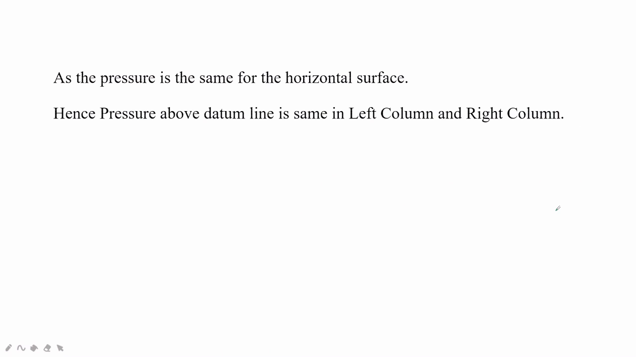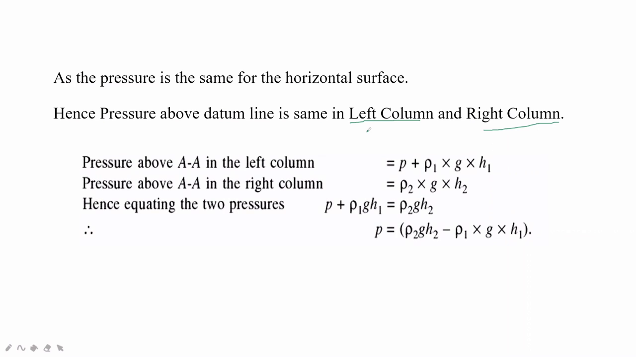So the pressure will be the same. Fine. As the pressure is the same for the horizontal surface, the pressure above the datum line in the left column and the right column will be equal. So we can equate it. The pressure in the left column is equal to the pressure in the right column. Like that we can solve our problem, right?